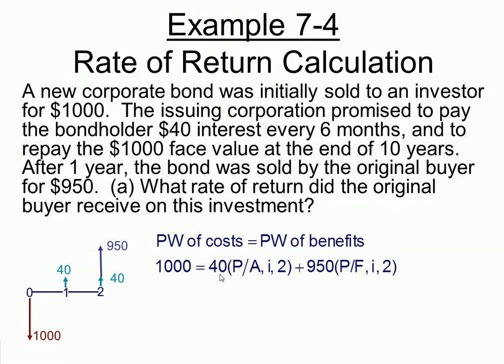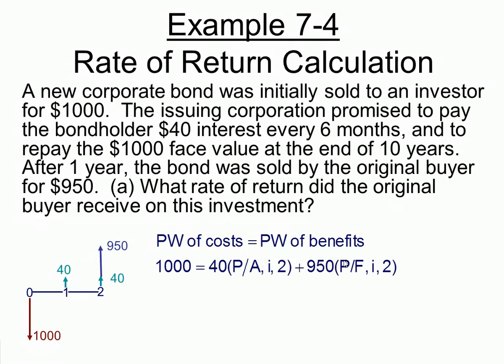We have 40 as a benefit, a uniform benefit. So that's A. We need to find its present equivalent, so find P given A. So multiply by the discount factor P given A at the 6 months interest i over 2 time periods, plus the single payment of 950. It's a future amount with respect to the present, so 950 is going to be multiplied by the discount factor P given F, because we're finding the present equivalent value of a future amount. So 950 multiplied by P given F, i, 2.